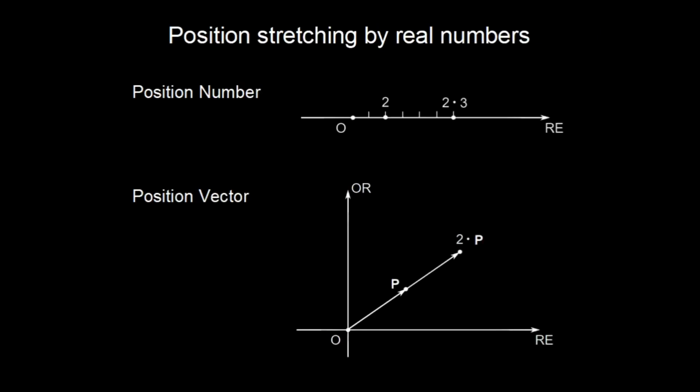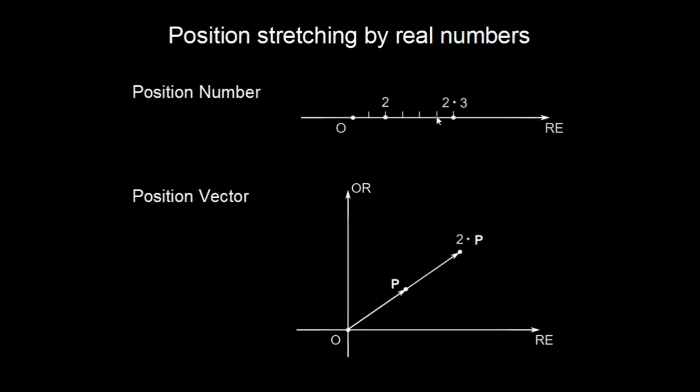Creating a new number system. Where to start? First, let's check the position stretching by real numbers. In the case of one-dimensional line, here RE denotes a real number axis. O is the origin. A point in the axis may be represented by a position number. For example, the point here is represented by position number 2.